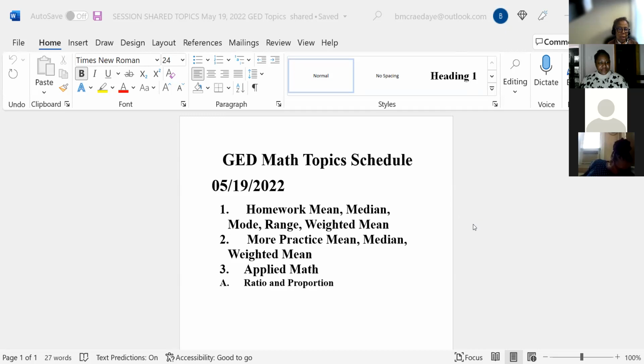Okay, so today we will be going over our homework that I gave you on mean, median, mode. And then we'll do some more practice on mean, median. We'll do our weighted mean, so you'll see the difference between weighted mean and mean. So let's just first look at our homework.